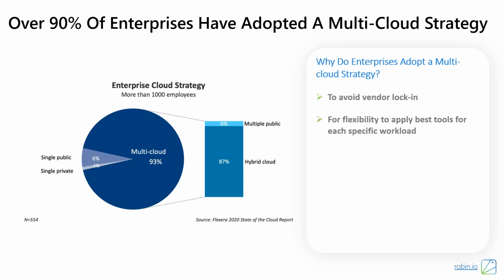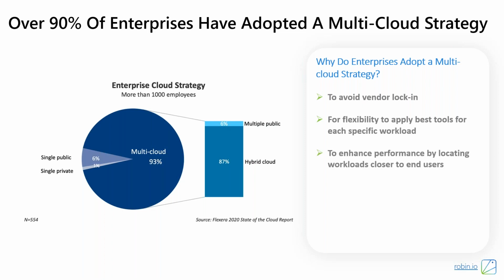The second reason is the flexibility of applying the best tools. So you might say that for Cloud A, I like their machine learning tools and their managed services for machine learning, but for my data warehouse, I actually like my on-prem setup. So depending on what tool is the best for a given problem, people want to choose the infrastructure that would suit that problem solution.